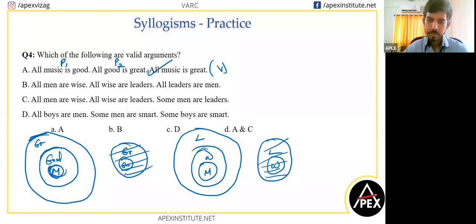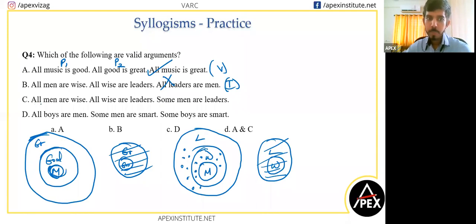No, not necessarily. All men are wise. There may be some wise who are not men, first of all. And all wise are leaders. There may be some leaders who are not wise. Right? So, although everyone in this larger circle is a leader, there are leaders who are not wise and not men also. Then there are leaders who are wise but not men. So all leaders are men, we cannot say. This is invalid. This does not hold. Okay.